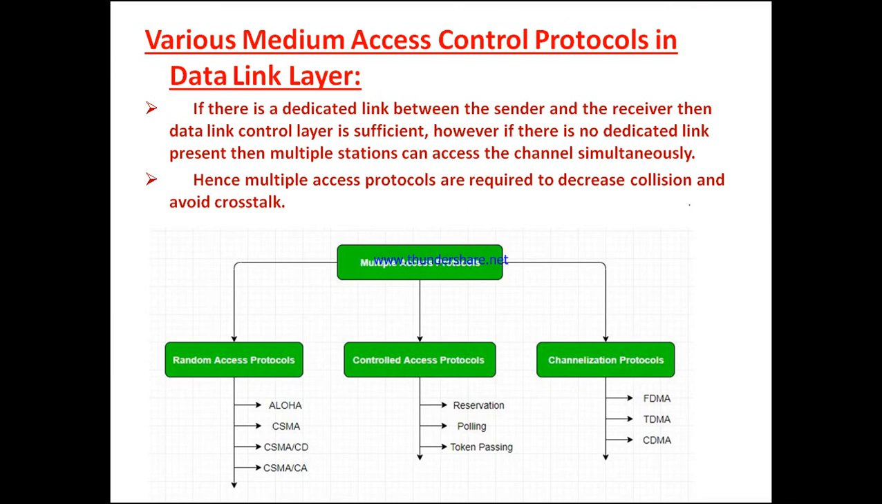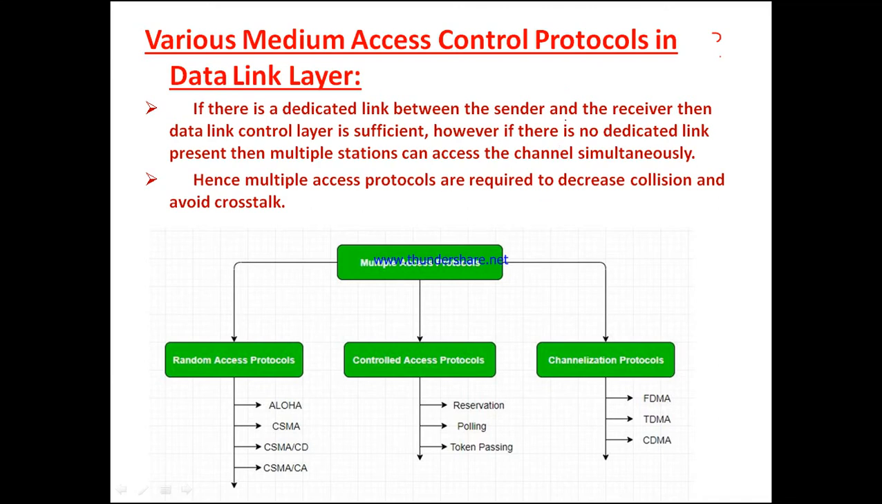What is meant by collision? That is the basic question. Collision is nothing but when two or more stations or nodes want to communicate and do the data transmission without knowing the status of the channel. At that time, the data may be lost, overlapped or collapsed. That is called collision. So the purpose of medium access control is to decrease the collision as well as avoid the crosstalk.